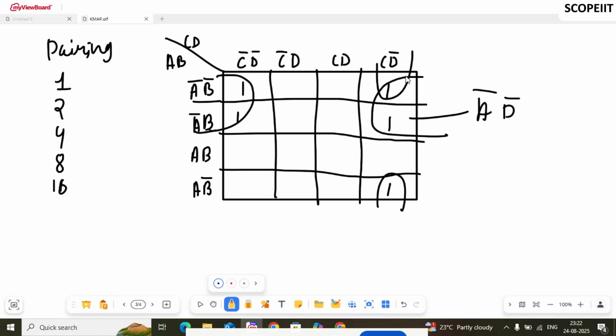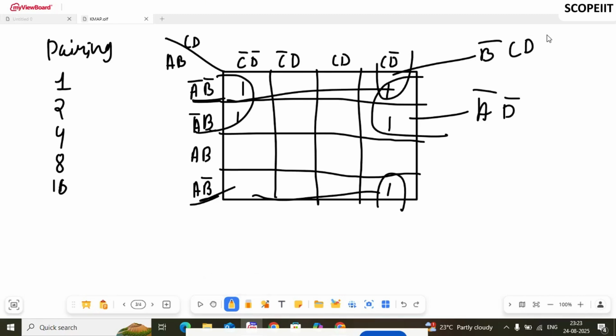Similarly for this equation, horizontally, common between this first and last, because it's like this, right? So we'll take it horizontally. What is common between this and this? It's B bar. So it will be B bar. Now take it vertically. Vertically there is only one. So it will be B bar, C, D bar.